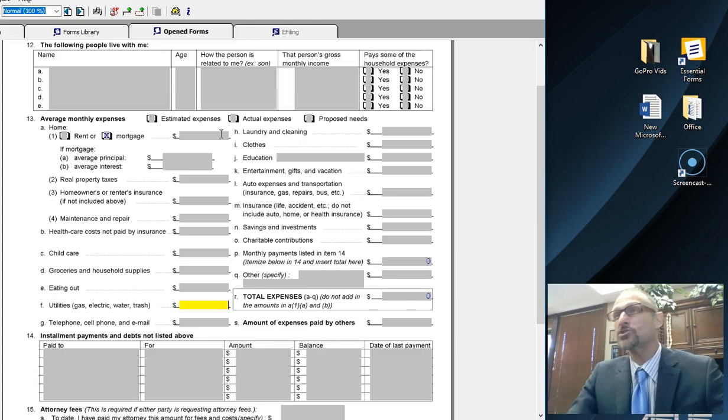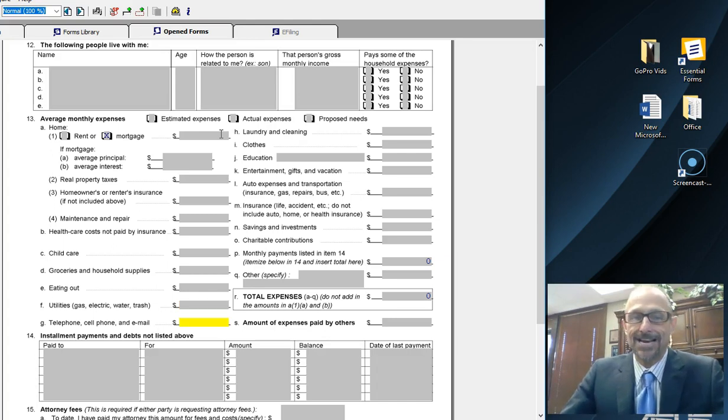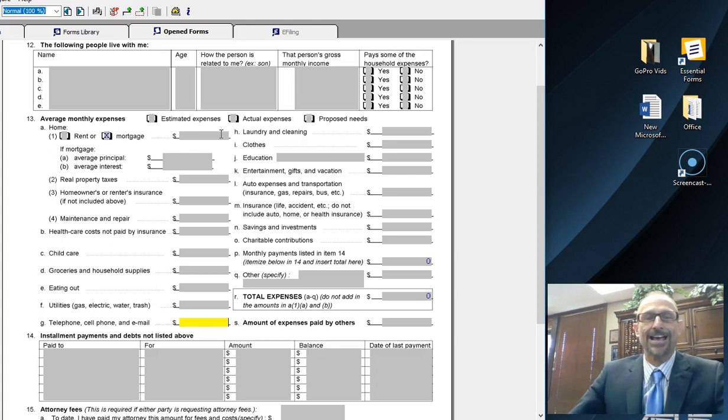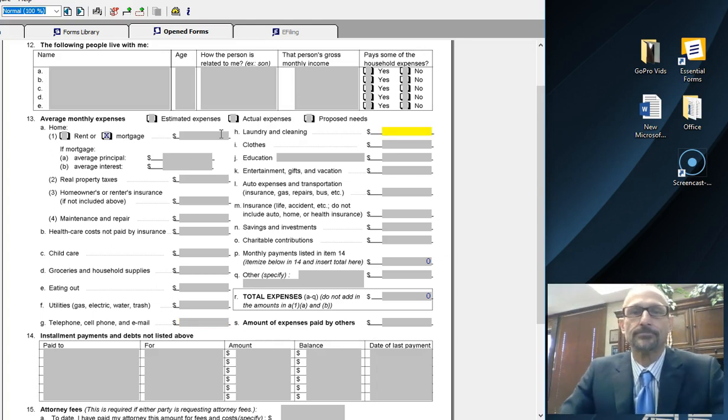Utilities. This is asking for a total of gas, electric, water, and trash. This does not include cell phones or home phones. It does not include your cable. The next line, G, does include telephone, cell phone, and email. And I realize that some telephones and email are connected to your internet, could be connected to your cable bill. Put it in there if it is.